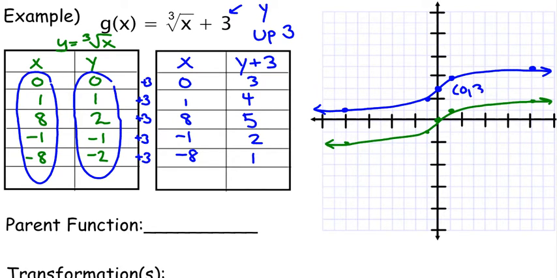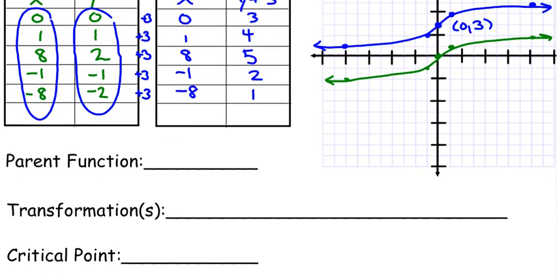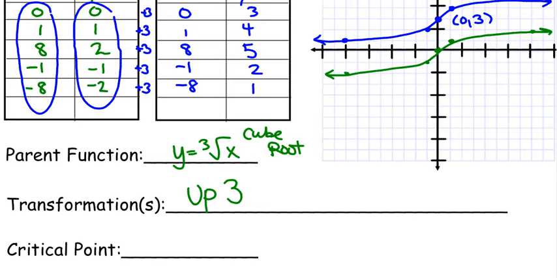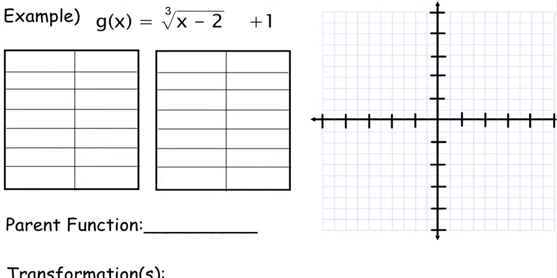So now it's over 0, up 3. All right, so the parent function is the cube root of x. The name of it is cube root, or root. The transformation that happened was it's shifting up 3 units, and the critical point is the over 0, up 3 point. All right, let's do one more of these.